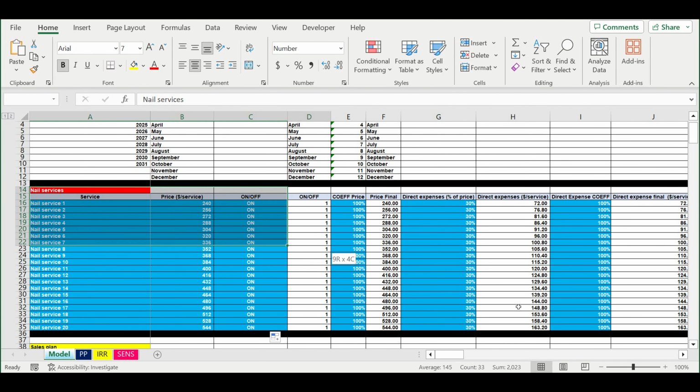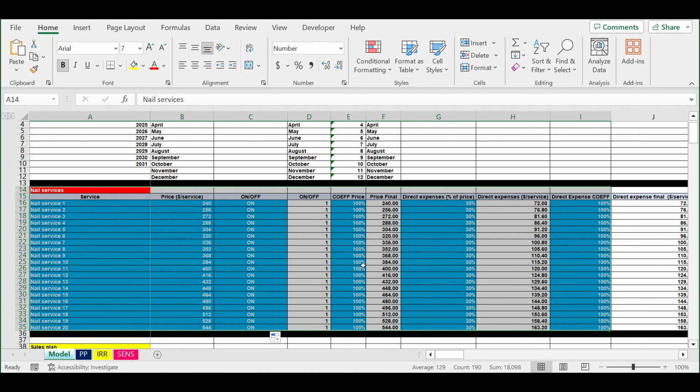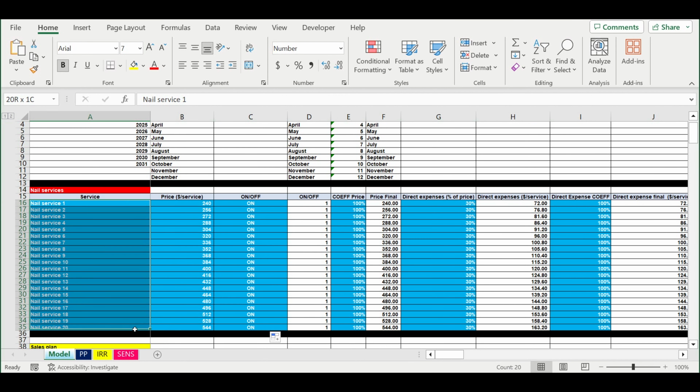Then, we need to create a revenue-generating algorithm that we will trust. This will be our first block of inputs. We are starting with naming of all our nail services. Then, we are setting up the price per nail service.